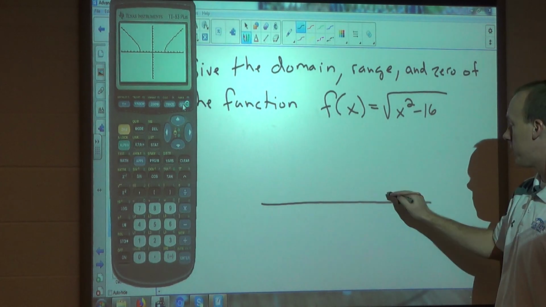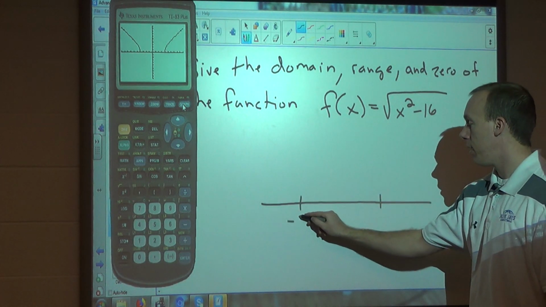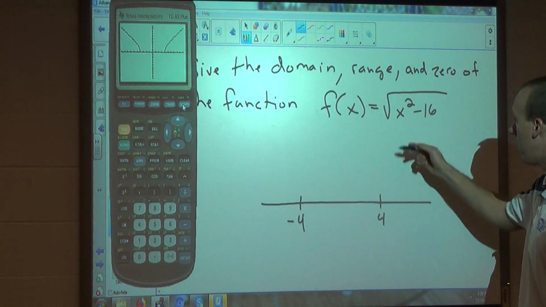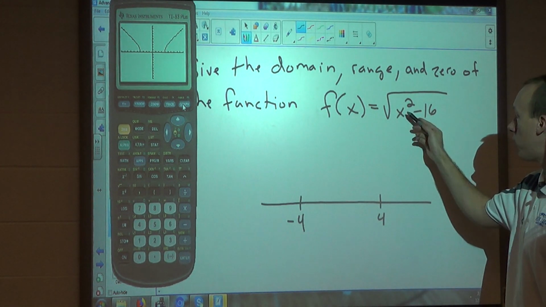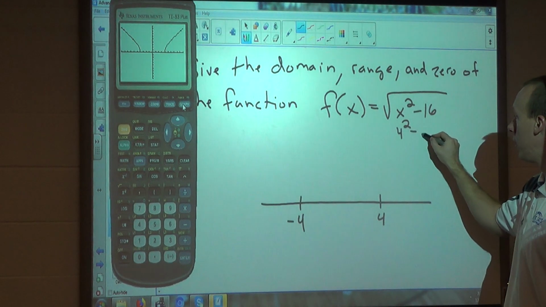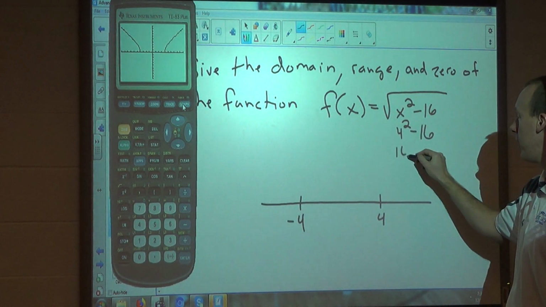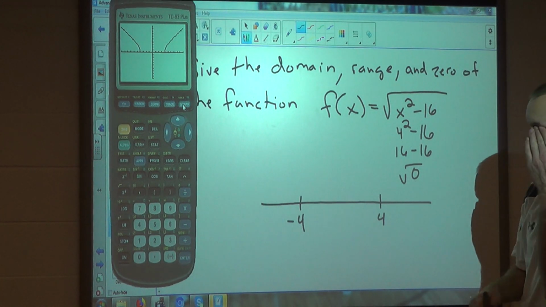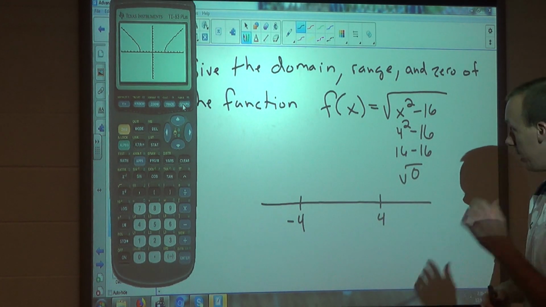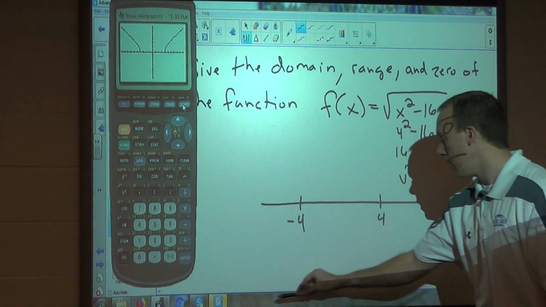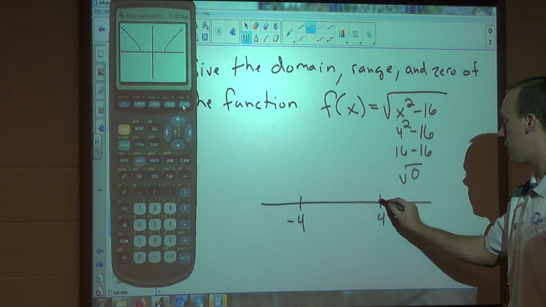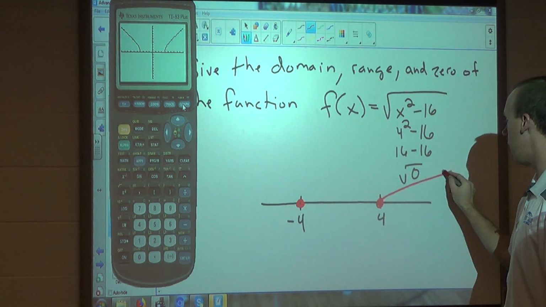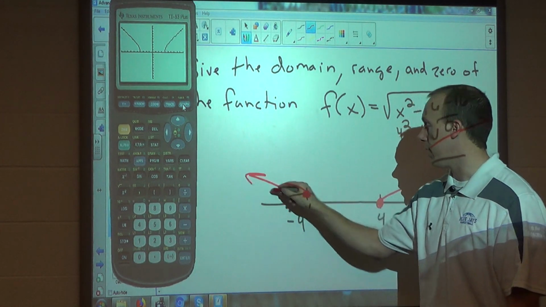If you look up there, what numbers does it look like it's touching at? Negative 4 and 4. Now to know if it's touching or not, if I plugged in a 4 here, what's 4 squared? 16 minus 16 is 0. And can I take the square root of 0? And if you don't know, you just plug it in your calculator. You can. 0 times 0 gives me 0. So therefore I know it touches. So it touches here, and I know it touches there. And it goes off like this, and like this.